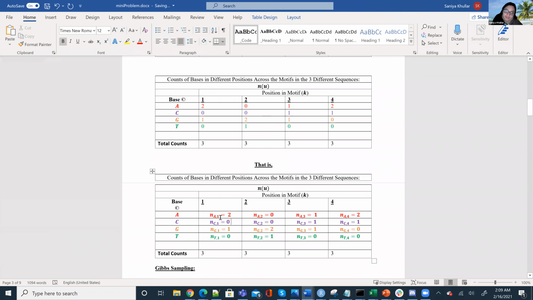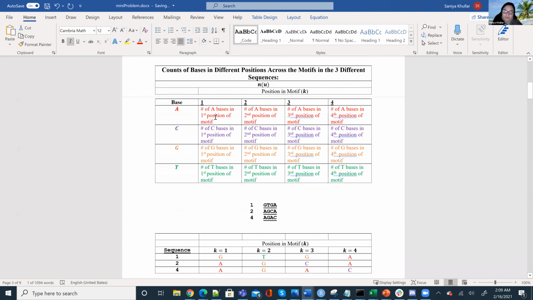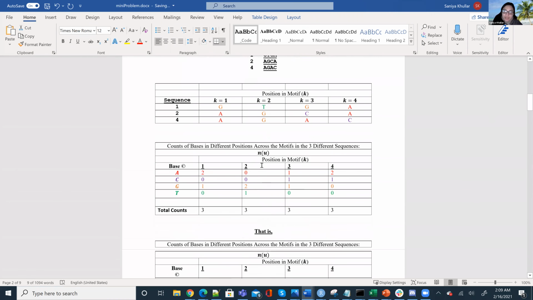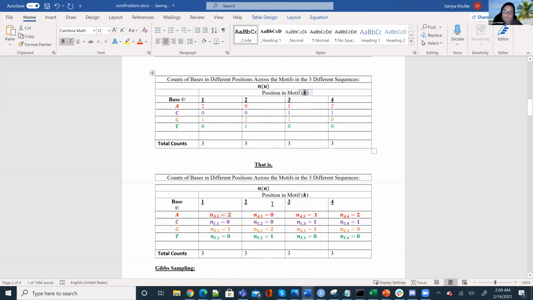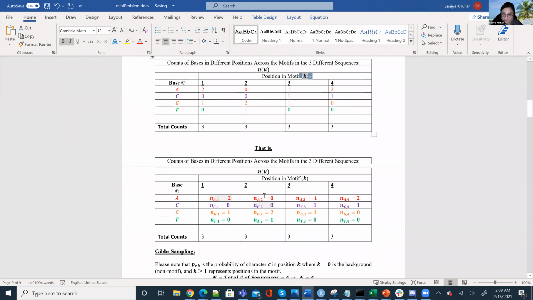And then basically, this is the notation that we learned as well in class. So this is telling us the number of A bases that is in the first position. That's essentially what this is, a number of A bases in the first position of the motif. And that's what K is measuring, the position that we are in the motif. So whenever K is 0, that's the background. We were going to get to that next. But this is trying to calculate how many A's are in this first position, how many C's are in the first position, how many G's are in the first position, and how many T's.